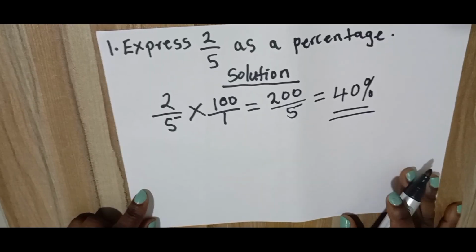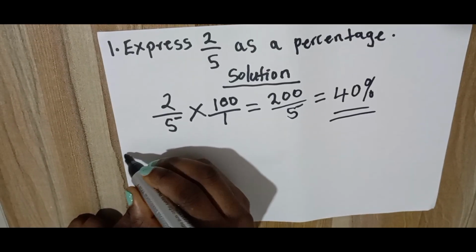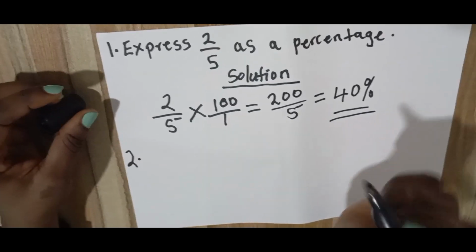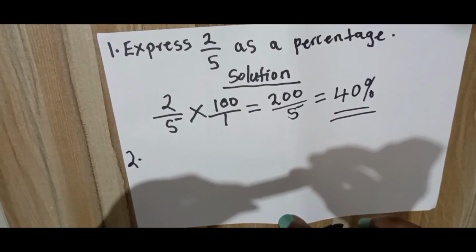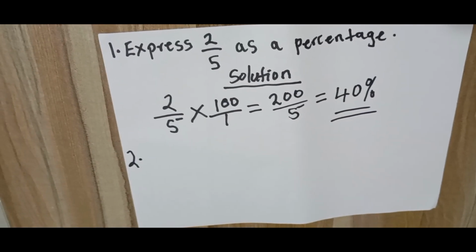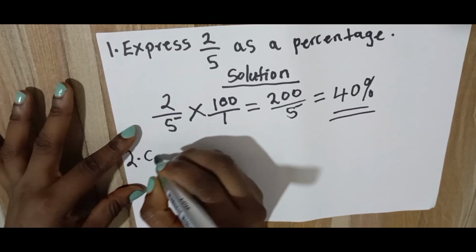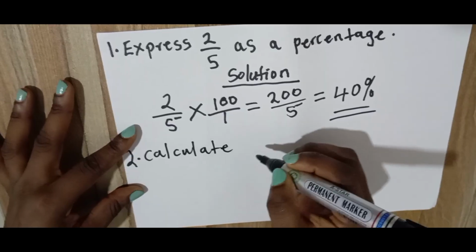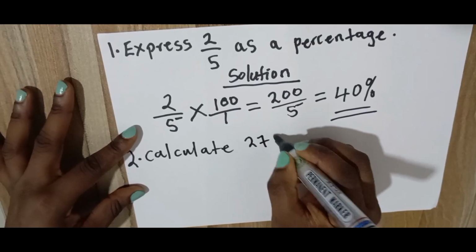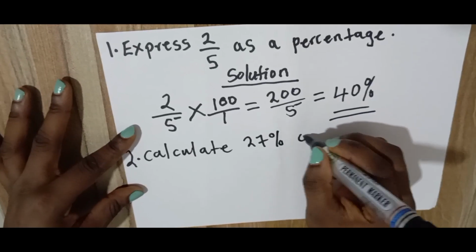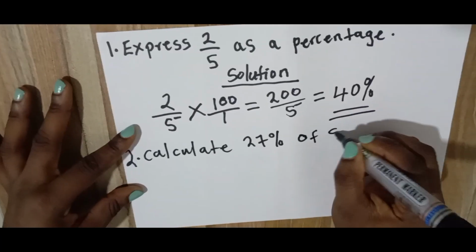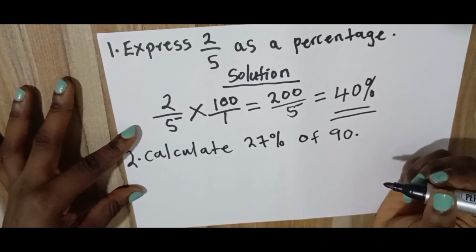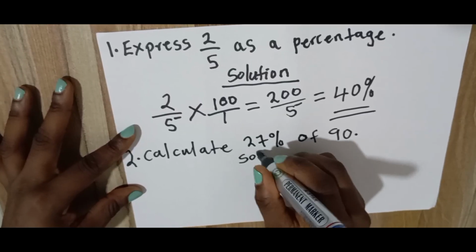Okay, so let's go to the second example. Our second example would be: calculate 27% of 90. Solution.